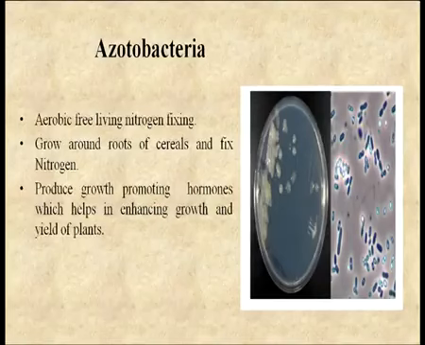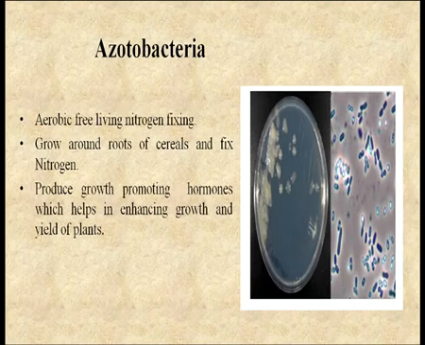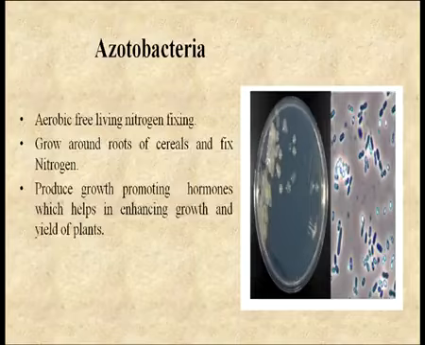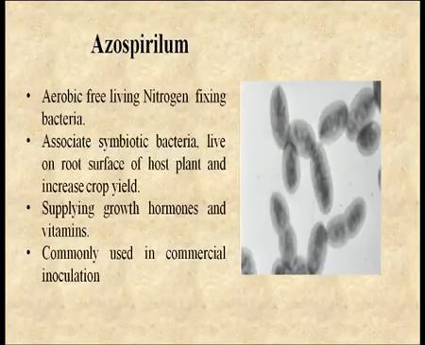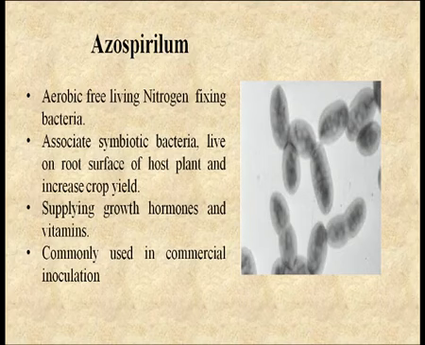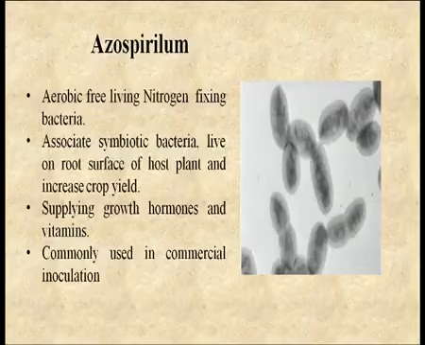Next is Azotobacter. These are aerobic free-living nitrogen fixing bacteria that grow around roots of cereals and fix nitrogen, and produce growth promoting hormones which help in enhancing growth and yield of plants. Next is Azospirillum. Aerobic free-living nitrogen fixing bacteria, associative symbiotic bacteria, live on the root surface of the host plant and increase crop yield by supplying growth hormones and vitamins. Commonly used in commercial inoculation.